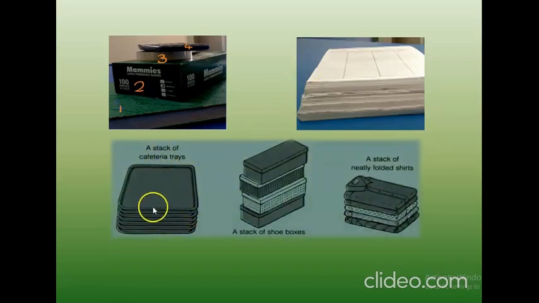So these are some trays stacked one over the other. These are some shoe boxes actually stacked one over the other, and these are some shirts stacked one over the other. While comparing these three pictures, what is the difference you notice? This belongs to one kind and the remaining belongs to another kind.